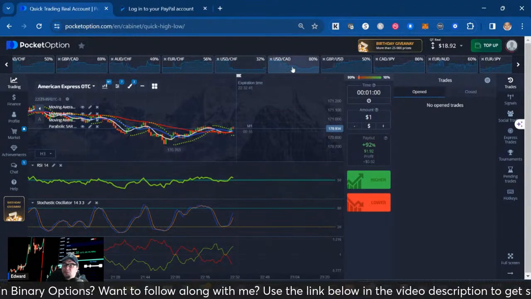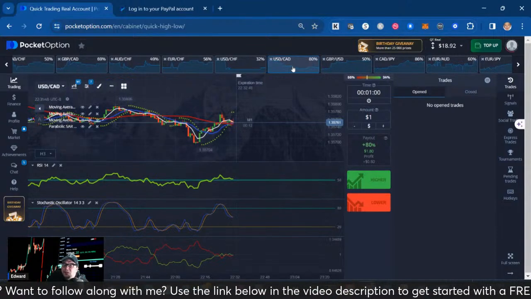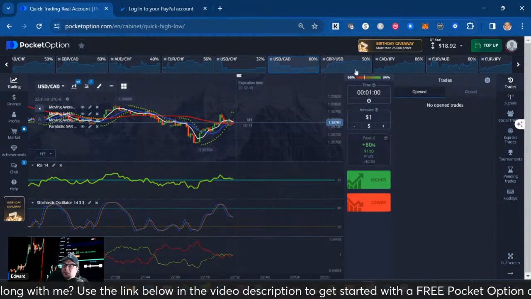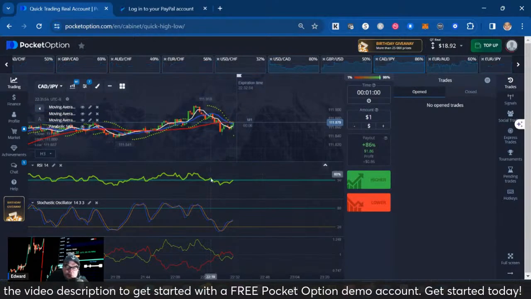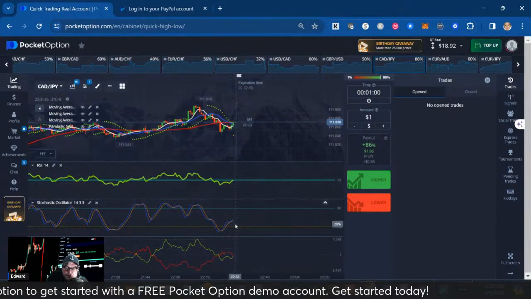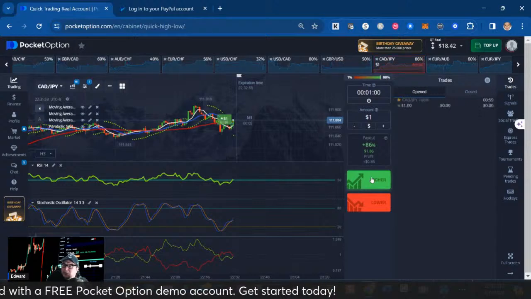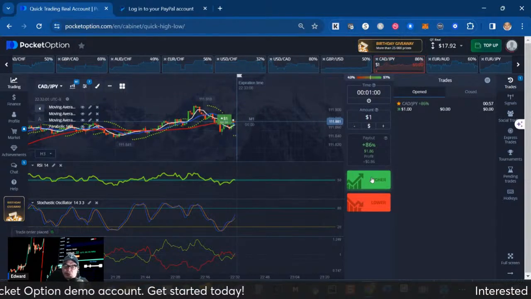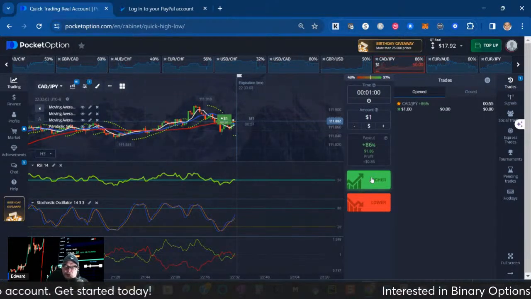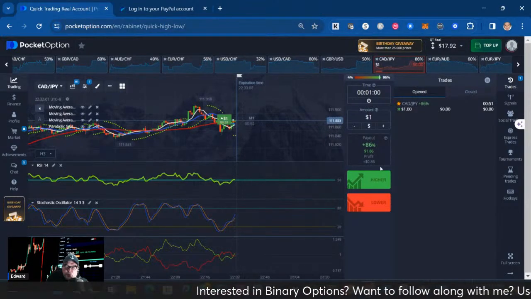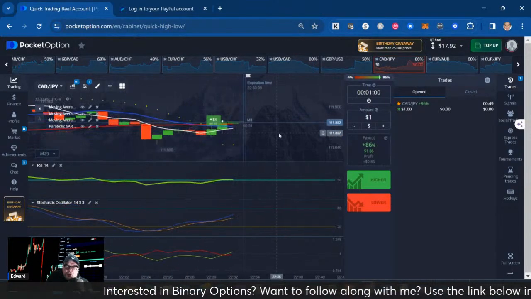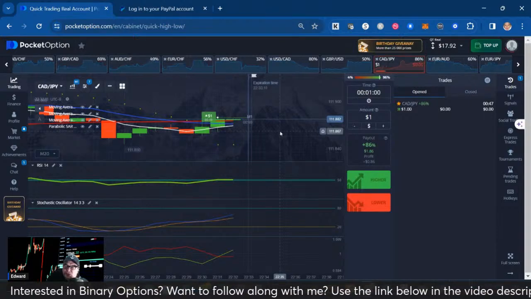Here's an 80% one. The US dollar, Canadian dollar. And then we have 86% Canadian dollar, Japanese yen. Ooh, this one looks good. It's up, it's up, it's up. I'm going to do a 1 minute up for this one because this one looks strong. Oh, it did look strong for a second there, but we definitely have the trend that's going upwards.